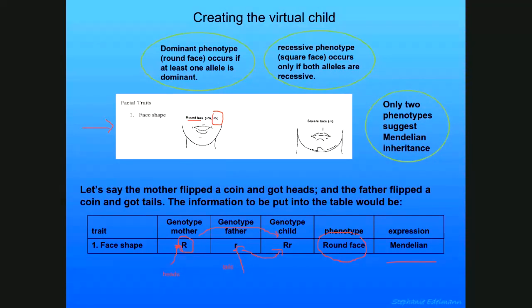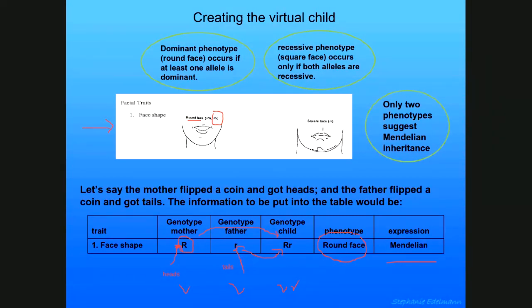Now, some of them are a little more complicated. Let's go real quick through the next one. Look in your lab handout as I'm going through this. For the chin size, we've got big V and little v. Let's say the father and the mother both flip tails. In this case, you would put a little v for the mother and a little v for the father. You would put little v for the child. And that would be a less prominent chin, because that's what you're looking up.